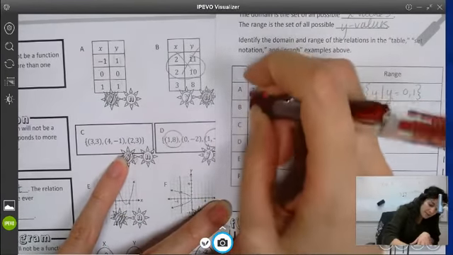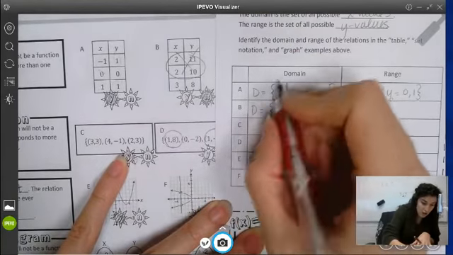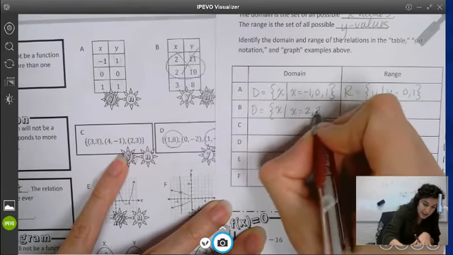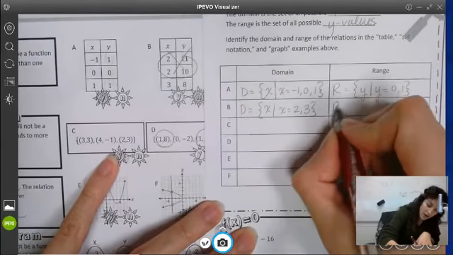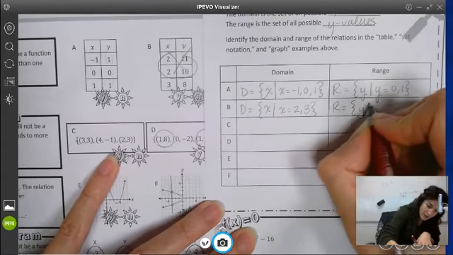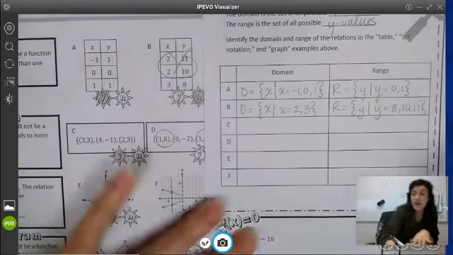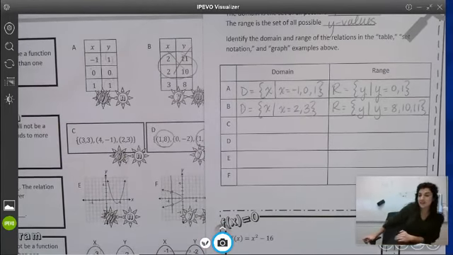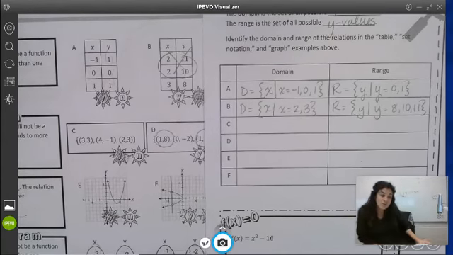B, your domain is the set of all x values such that x equals 2 and 3. Only 2 and 3. Whereas R is the set of y values such that y equals 8, 10, and 11. You don't have to order it from least to greatest. I just do because I think it looks nicer when it's ordered from smallest to largest. Okay, so your domain is all of the x values that go into this relationship.